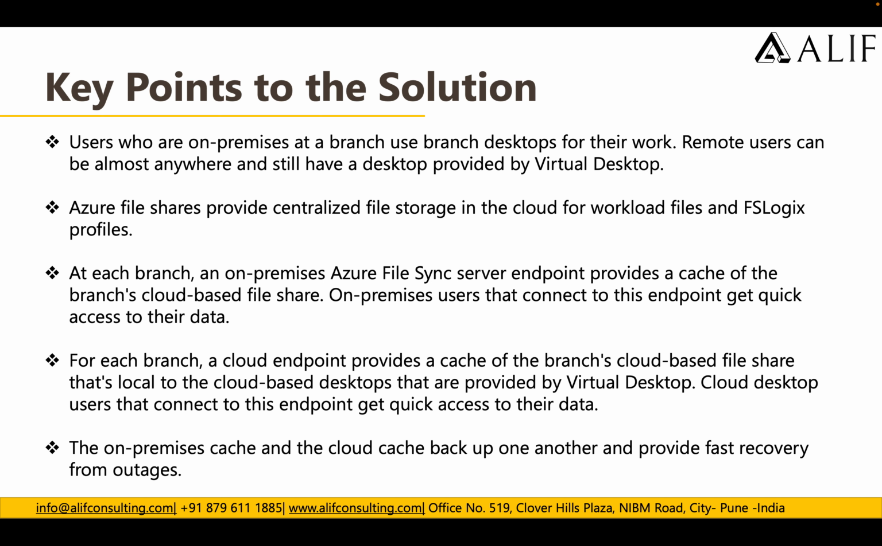Fourth, for each branch, a cloud endpoint provides a cache of the branch's cloud-based file share to the local cloud desktop, and that's provided by Azure Virtual Desktop. A cloud desktop user connected to this endpoint can get quick access to their data. Fifth, the on-premise cache and the cloud cache back up one another and provide faster recovery from an outage.